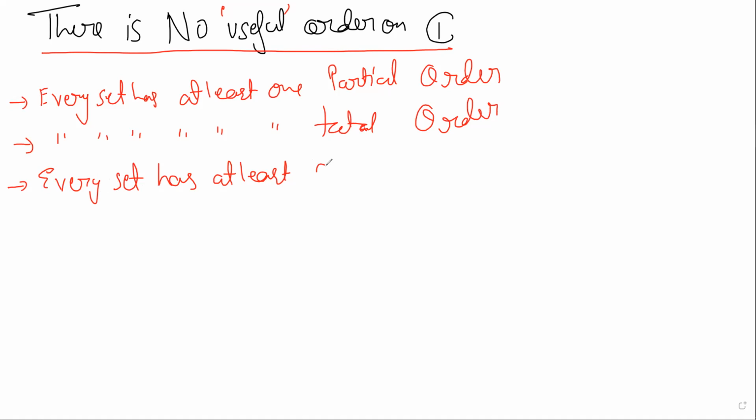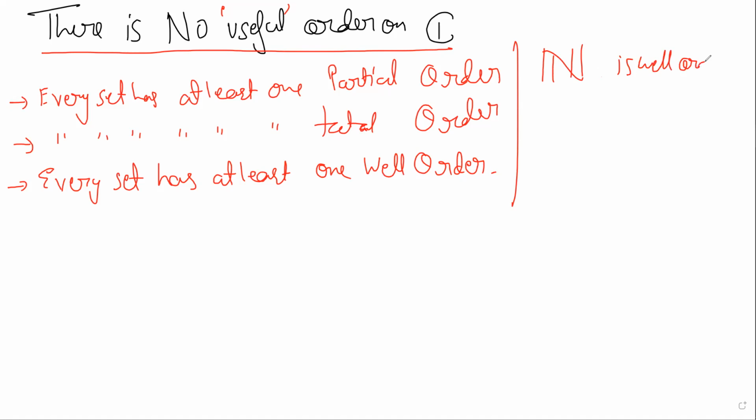Every set has at least one well order. A well order... what do I mean to say? Oh, yeah. So you may know what a well order is, right? I mean, that's the same as induction, right? Just saying roughly, the natural numbers N is well ordered, right? Well, what does it mean?